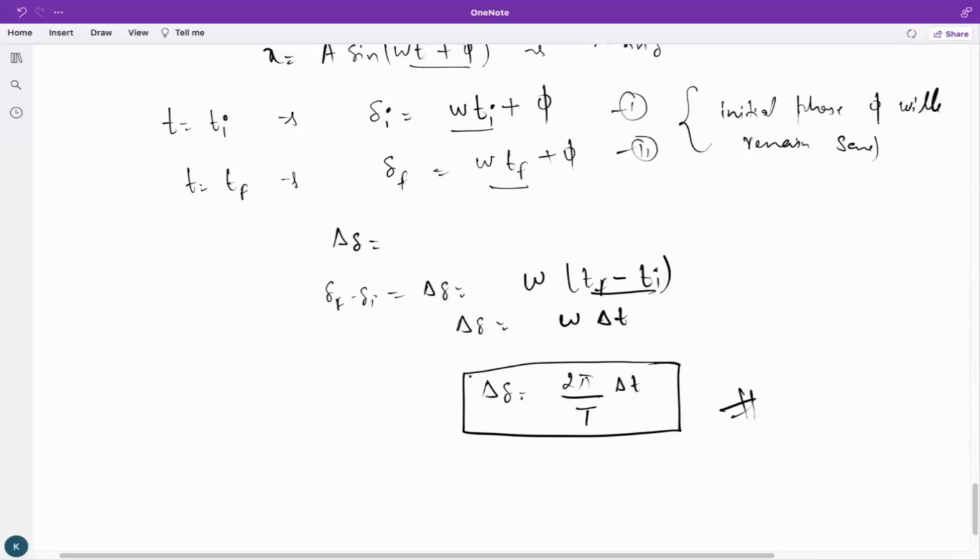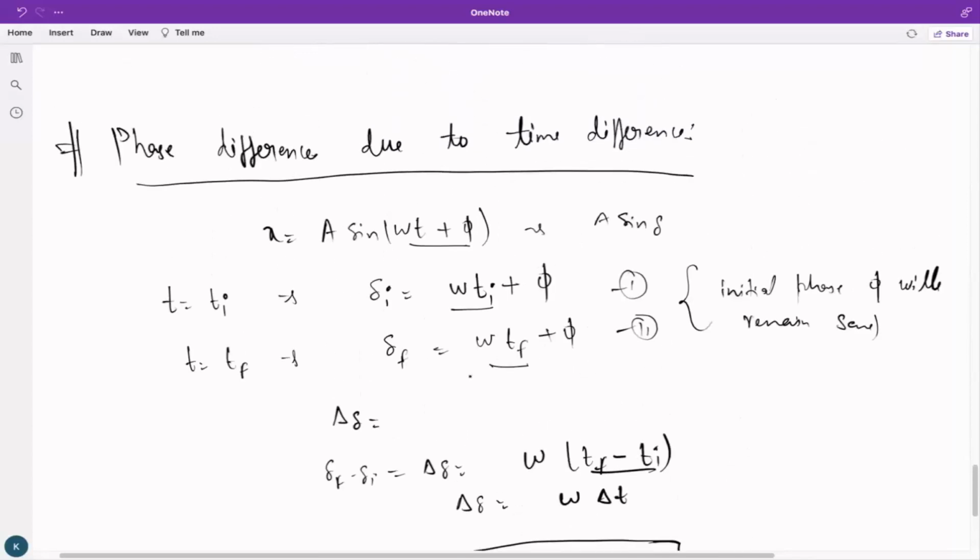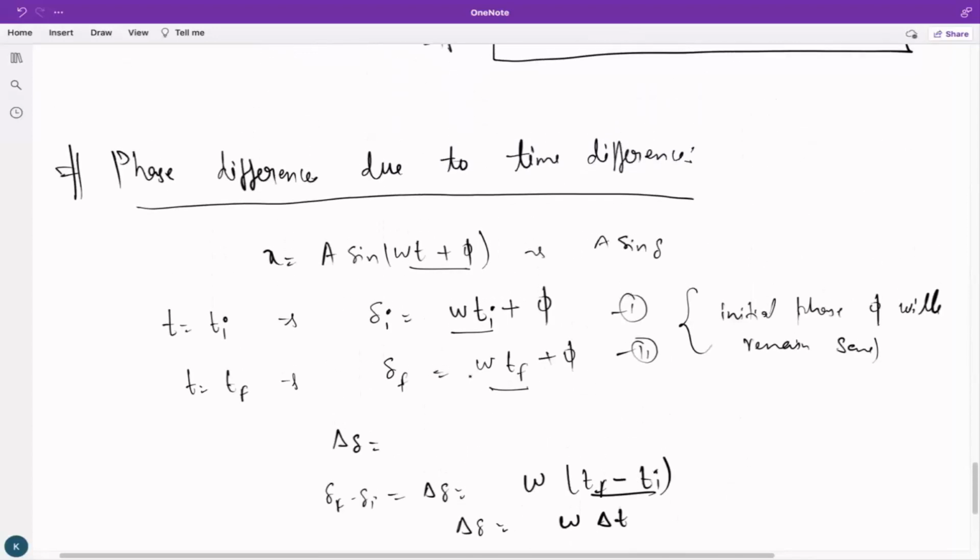This is an important formula that you have to keep in mind. I hope it will be clear to all of you what I am talking about: the phase difference due to time difference. We all know that the simple harmonic motion equation is a sin omega t plus phi. We are talking about two times, t initial and t final. Here the initial phase is the same for both, right? For any motion we consider, our initial phase will remain the same, which is equal to phi.